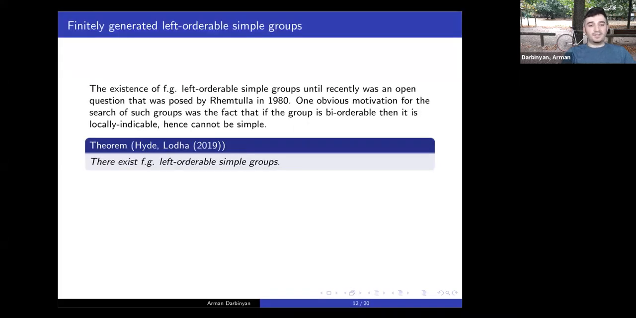So another object that is interesting in the context of the questions that I already mentioned is the groups that are at the same time finitely generated, left-orderable and simple. The existence of this type of groups was an old question for quite some time, formulated by Rhemtulla in 1980. And probably one of the important motivations to consider this question is the fact that once we move from left-orderable groups to the class of bi-orderable groups, which means that in addition the order is preserved by the right action on the elements of the groups, then it's known that this type of groups don't exist, because bi-orderable groups are locally indicable.